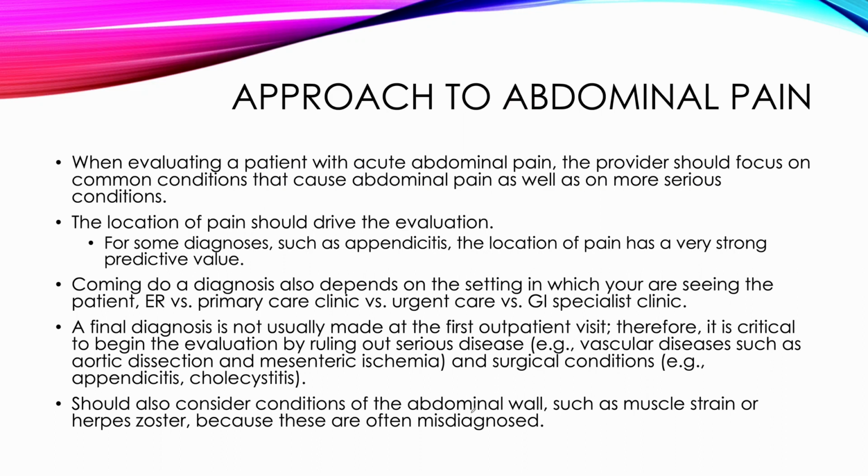For instance, with a right upper quadrant abdominal pain, I'm usually going to get an ultrasound first, whereas with a right lower quadrant abdominal pain in an adult, I'm probably going to get the CT first. Okay, so very important to localize the pain if at all possible.